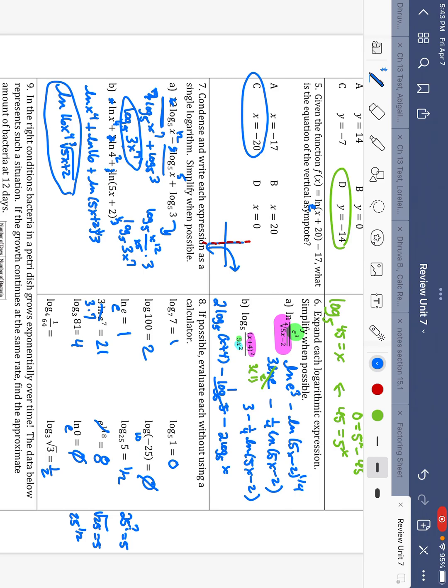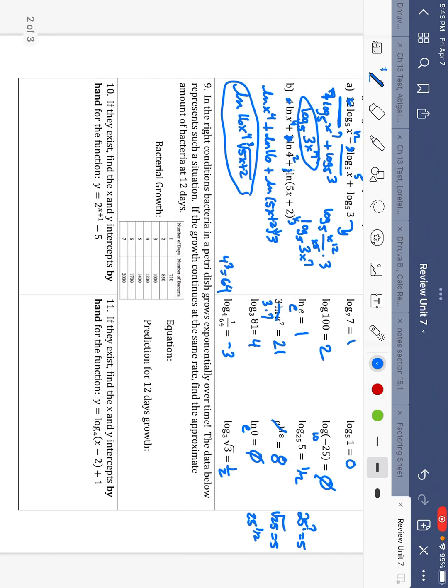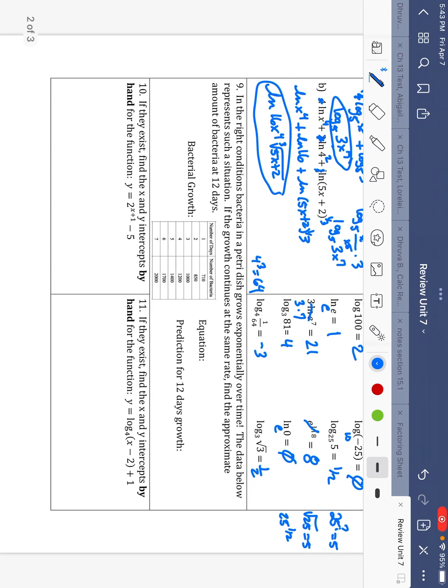All right, over here, 4 to what power makes 1/64? Well, I know that 4 to the 3rd is 64. And since it's creating a fraction, that's going to have to be a negative exponent. So 4 to the negative 3 equals 1/64. Okay, in the right conditions, bacteria in a petri dish grows exponentially. So there's our main thing right there.